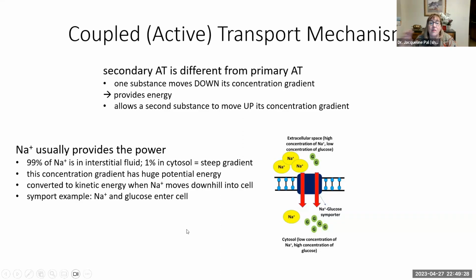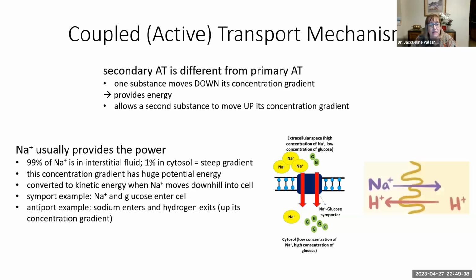Another example, but one that's not a symport, would be an antiport, where things are going to move in opposite directions. And we'll learn about this. This next one happens in the kidneys and in your intestines. That is where sodium enters the cell going down the concentration gradient, and hydrogen ions exit the cell going up their concentration gradient. So we'll come back and revisit these later in the semester.